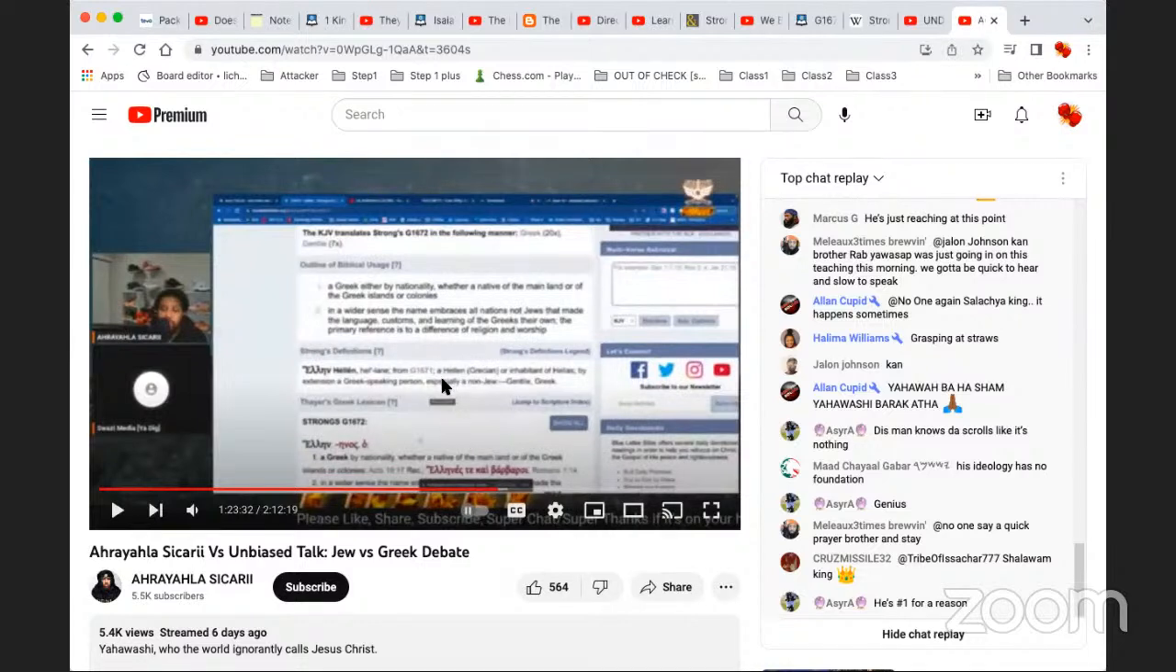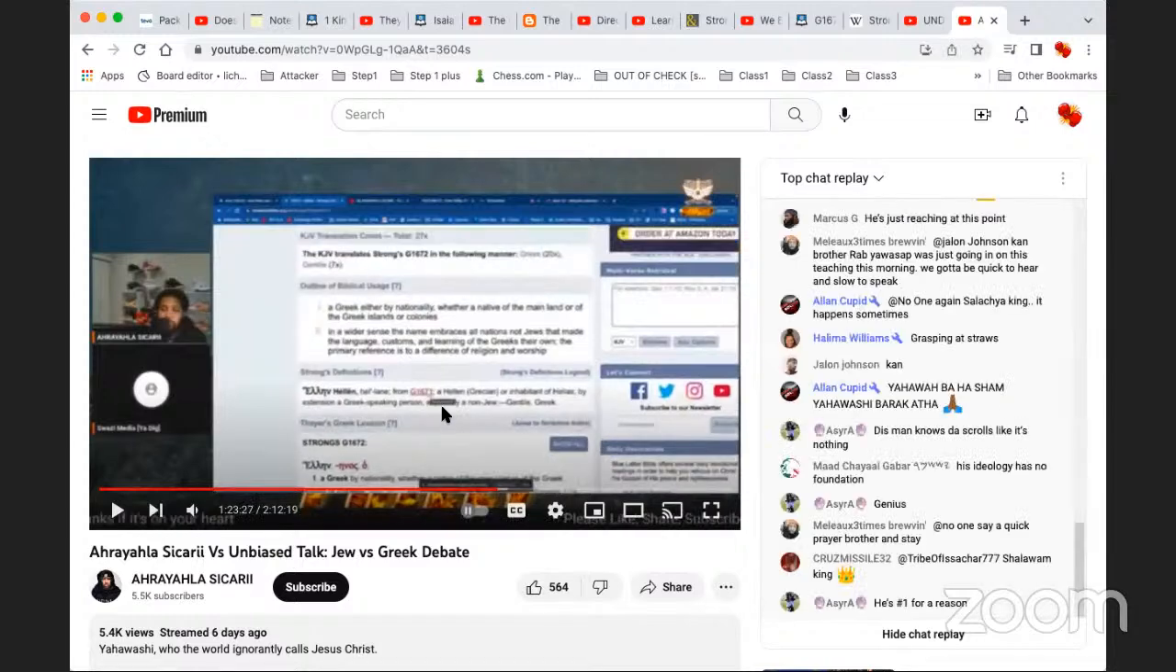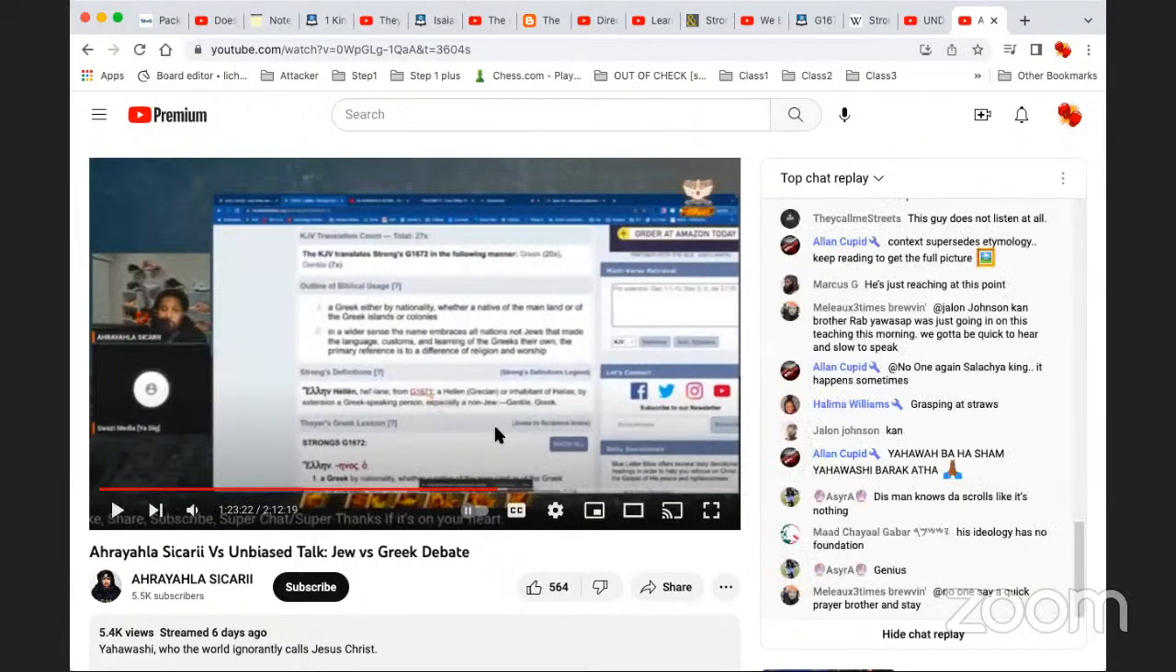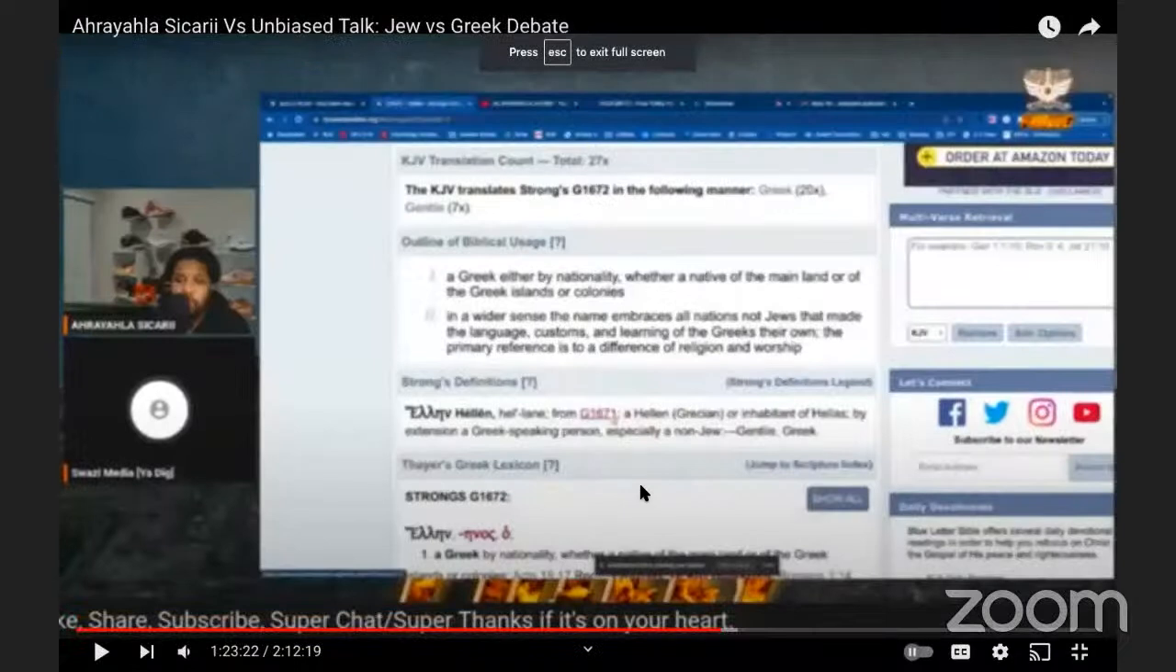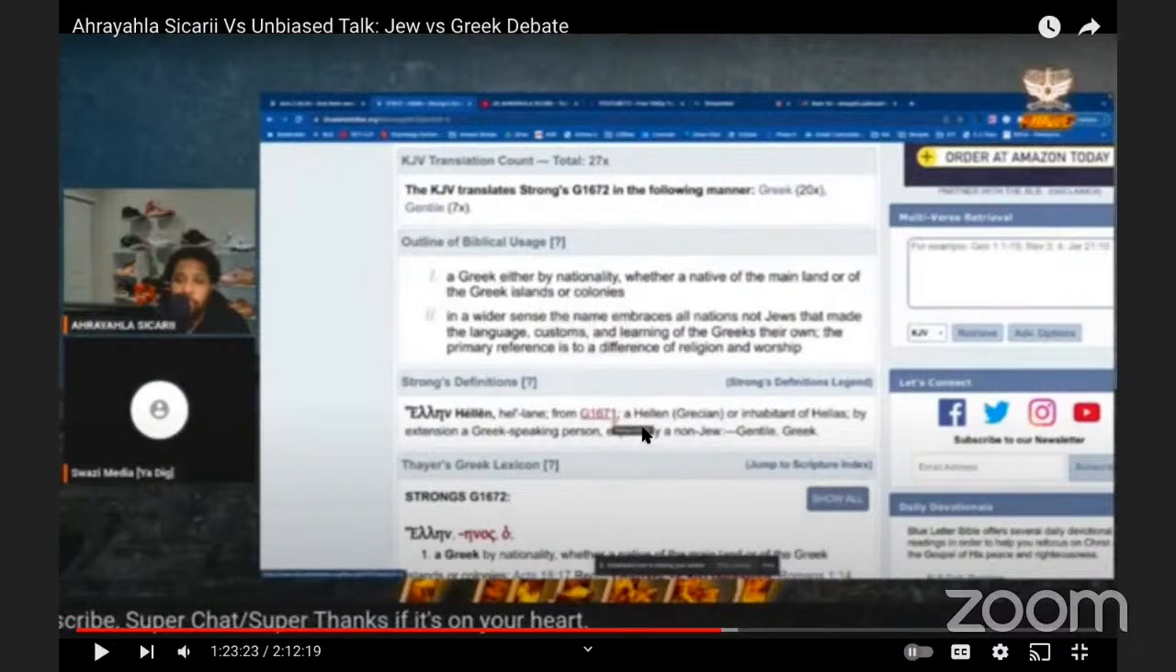Now, I almost thought he put that there on purpose. You see this black thing? First of all, where did it come from? Let me make my screen bigger. How does a black thing appear on the screen? He was trying to block this out. Look, or inhabitant of Hellas by extension. Where did that come from?